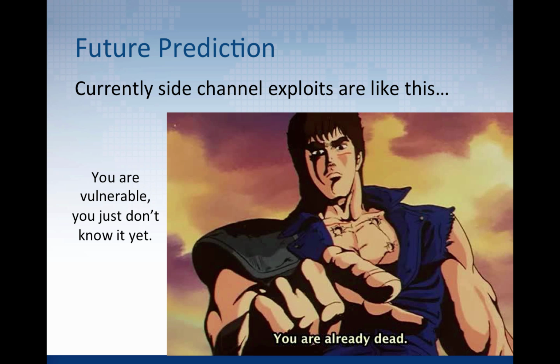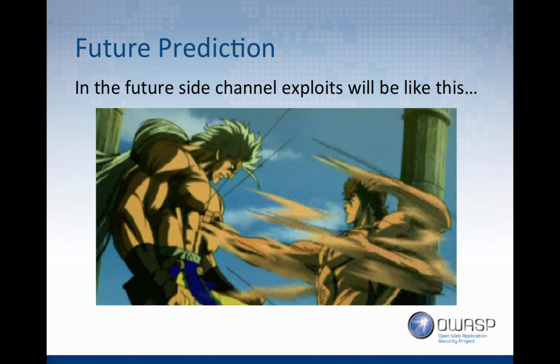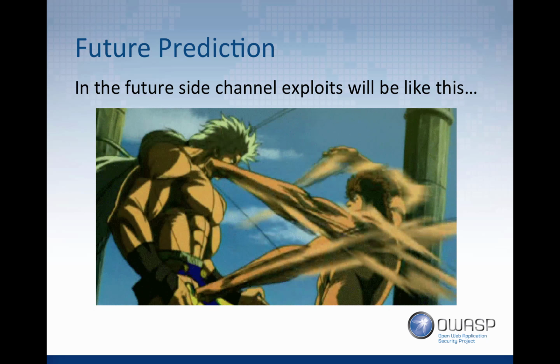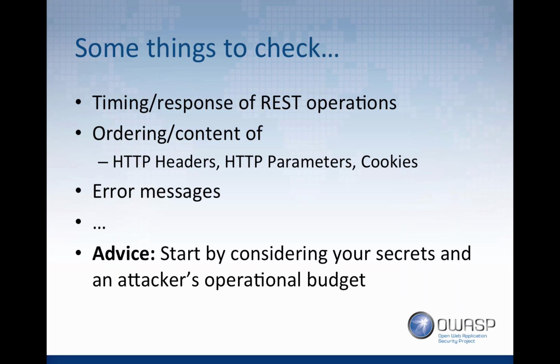Okay, so some predictions for the future. I think currently side channel exploits are kind of like this. You're vulnerable, you just don't know it yet, or you don't really care yet because you haven't been getting hit with it. But in the future, I think they'll be more like this. As we develop better tools to find them, the attackers will have access to those tools as well.